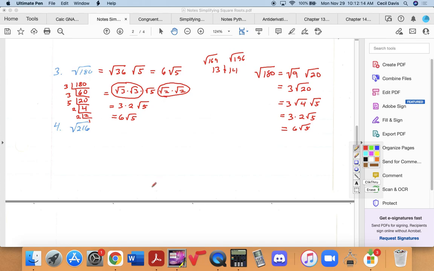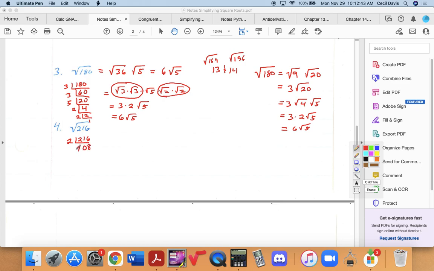Which way do you want to try it first? Anyone have a preference? Let's do prime factorization. Okay. So what's a prime number that'll divide evenly into 216? 2, okay. It's an even number, so it's obviously divisible by 2.